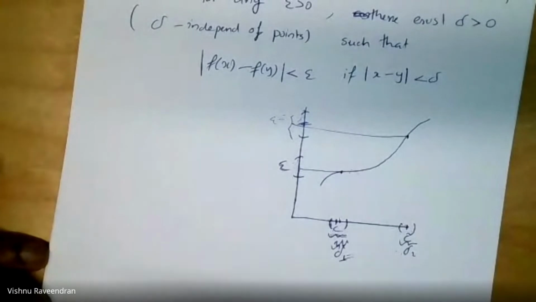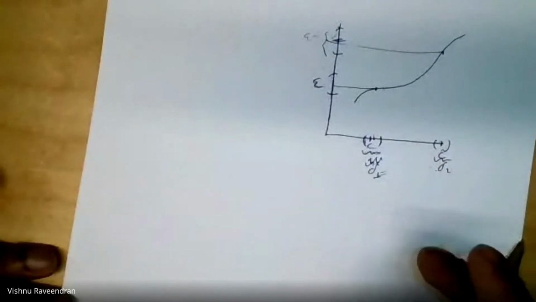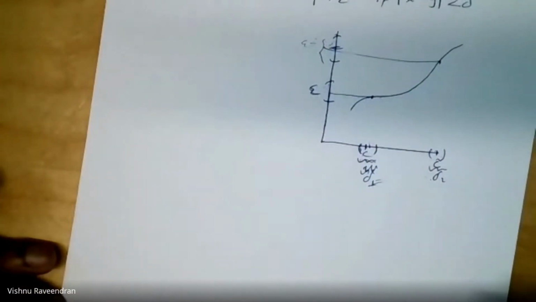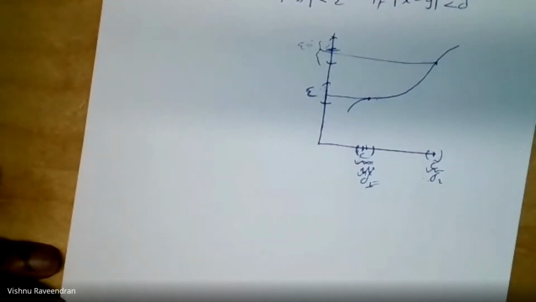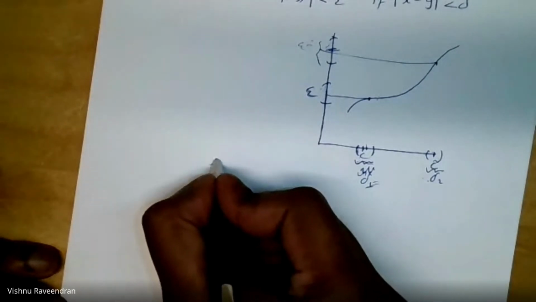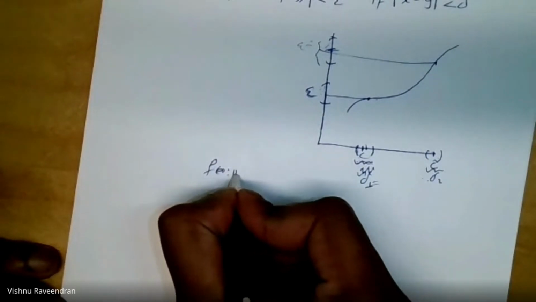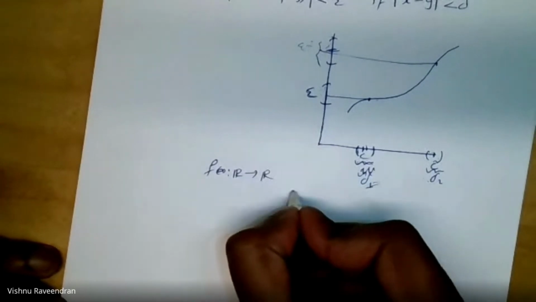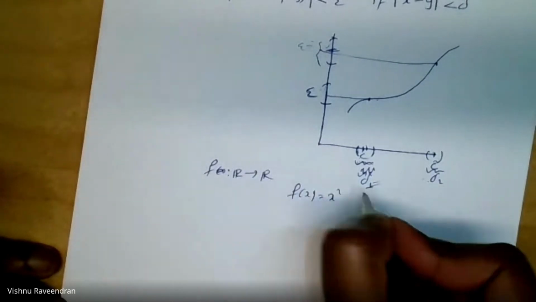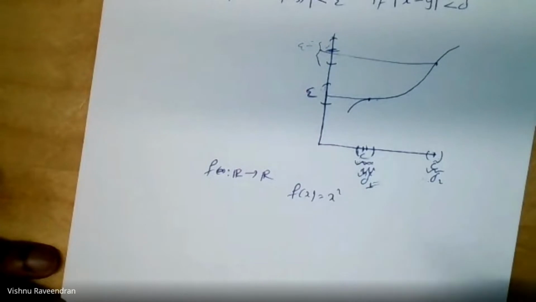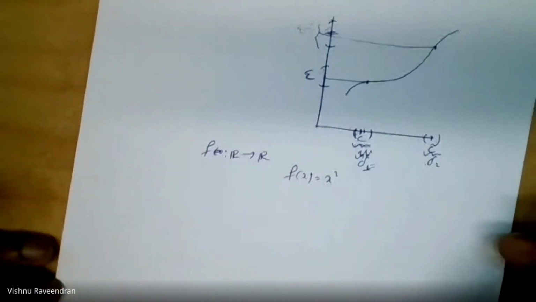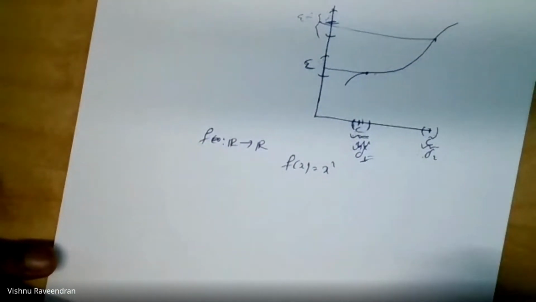Yes, and there are many functions which are continuous but not uniformly continuous. So for example, you can say f from R to R, f of x equal to x square. So this is continuous but not uniformly continuous. And you can find many examples also.